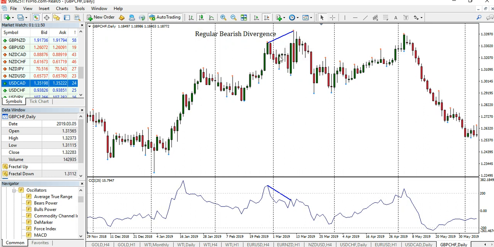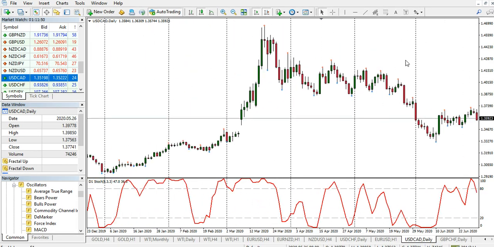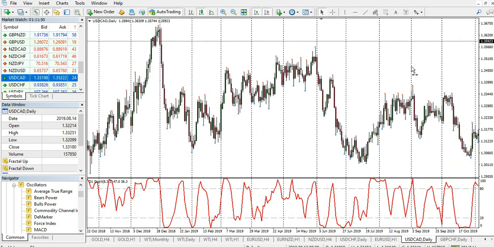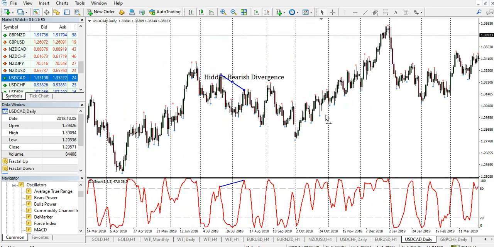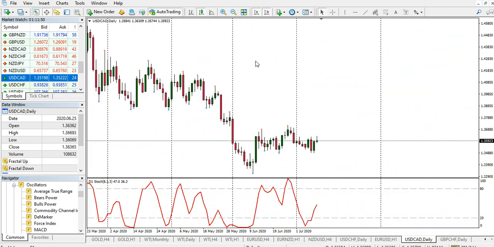Okay, so you see here that the market was going up. From here to here, the market was going up, and then when it hit this point, it reversed and went down. So that is a regular bullish divergence. A hidden bullish divergence. Where did I put the hidden? Okay, here it is. A hidden bullish divergence.